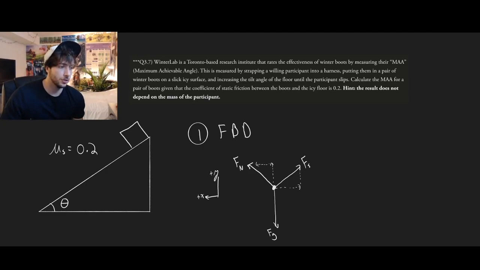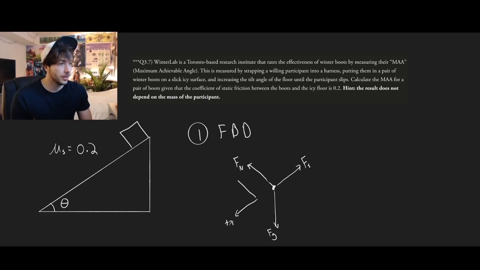And so what we can do to prevent that is rotate our coordinates so that they are parallel and perpendicular to the ramp. And that's something that you want to do pretty much anytime you have a problem that involves a ramp. Okay? So what we're going to do is, let's say the x direction can be straight down the ramp like that, and the y direction can be perpendicular to the ramp.